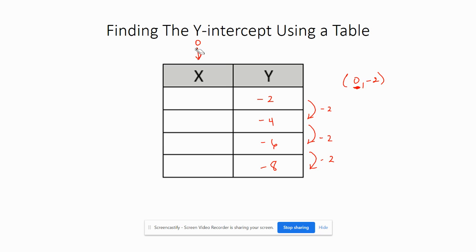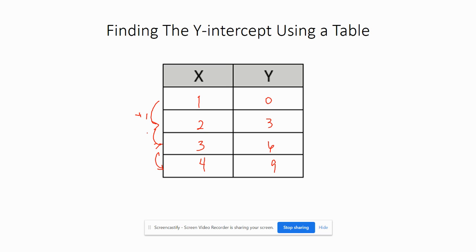So there may be times where we don't have 0. For example, let's say I have x values 1, 2, 3, 4, and y values 0, 3, 6, 9. I'm counting by ones each time over here: +1, +1, +1. Down here, I'm doing +3, going up 3 each time.